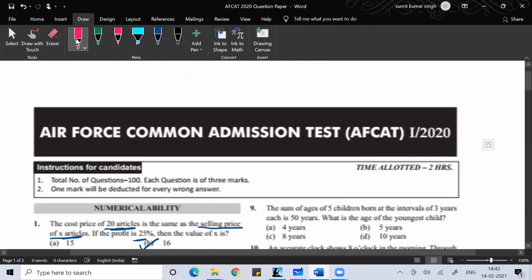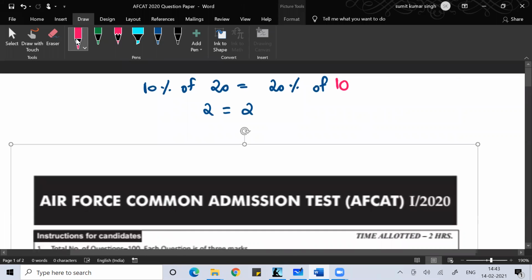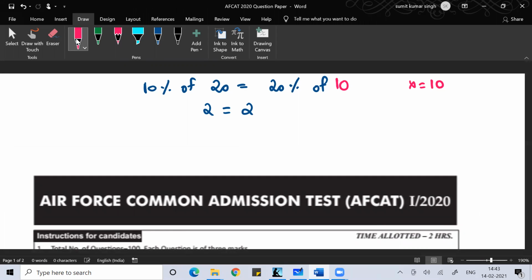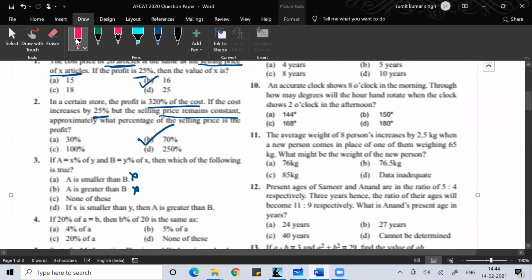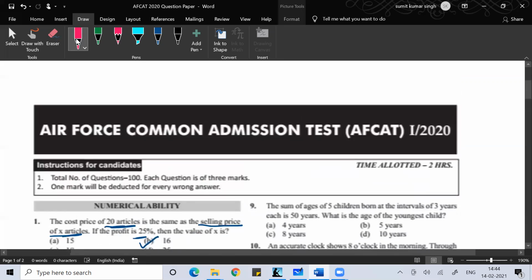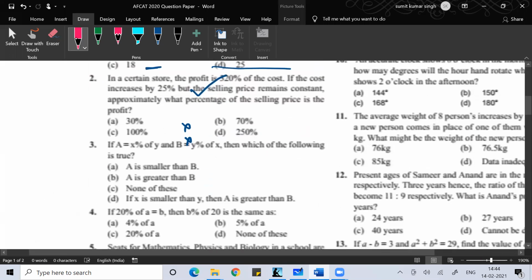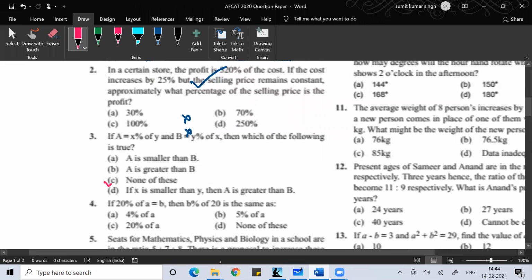And then the last line is written like this, that if x is smaller than y. So here your x is smaller than y, no? Here you can see your x is 10 and y is 20. That is what I have taken coincidentally. So if x is smaller than y, then A is greater than B. In that case, A is equal to B, so it's not true, guys. So the answer for this problem is none of these. Okay. So I hope you understood this.